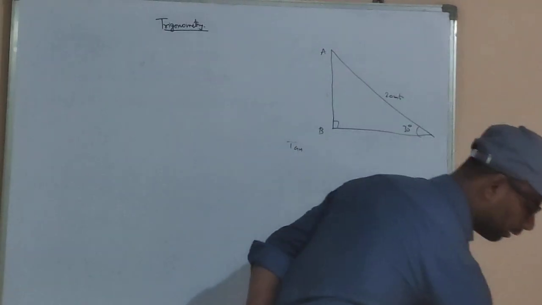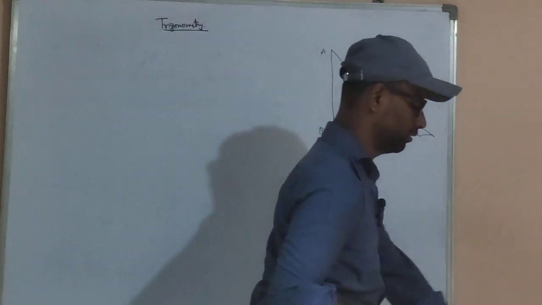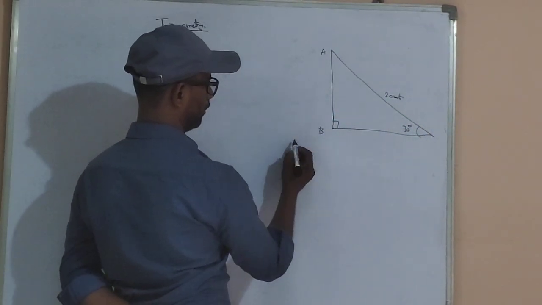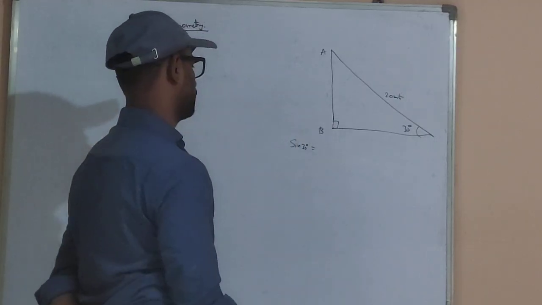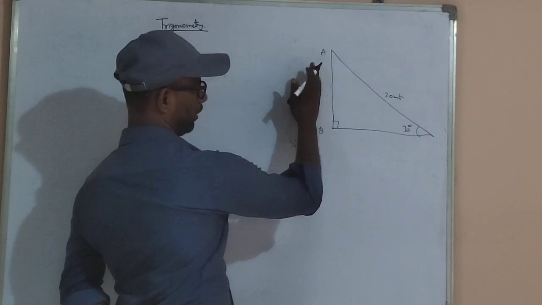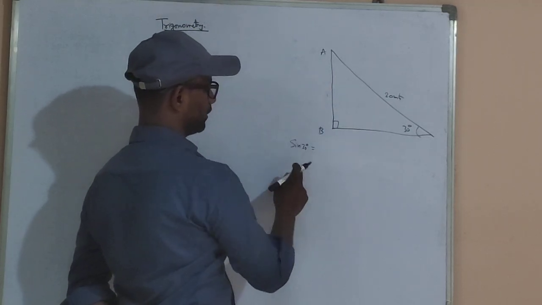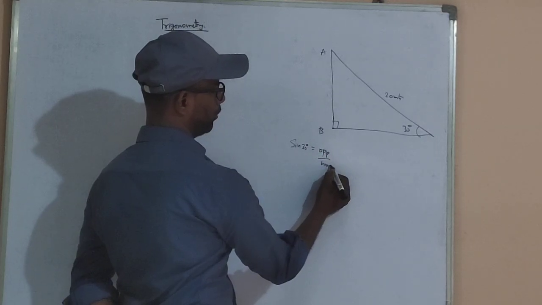సో మనకి ఇక్కడ ఆపోజిట్ కూడా లేదు, అడ్జసెంట్ కూడా లేదు. సో అలాంటప్పుడు మనం ఏం చేయాలి? హైపోటెన్యూస్ ఉంది, సైన్ 30 డిగ్రీస్. సైన్ 30 డిగ్రీస్ తీసుకున్నాము, ఎందుకంటే ట్యాన్ తీసుకోవాలంటే ఇక్కడ ఆపోజిట్ కూడా లేదు, అడ్జసెంట్ కూడా లేదు. సో కాస్ తీసుకున్నాం, సైన్ తీసుకున్నాం.